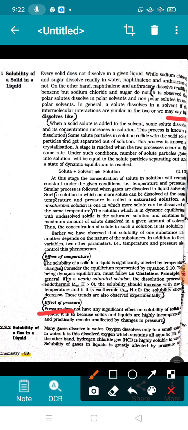That was the effect of temperature discussed, now the effect of pressure. In the case of solids, the pressure doesn't have a significant effect on the solubility of solids, because solids are already very closely packed. If you give them more pressure, they cannot come any closer. So the effect of pressure actually carries no sense in the case of solubility of solids in a liquid.